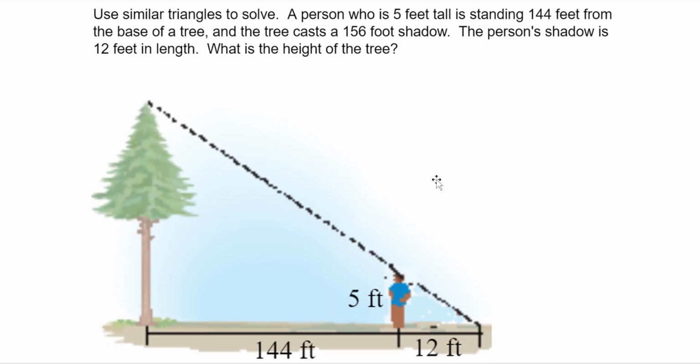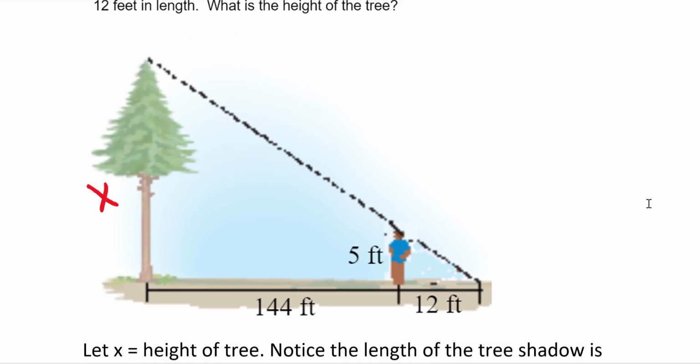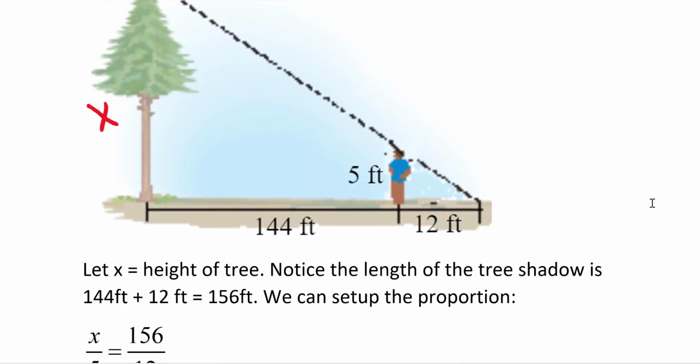Use similar triangles to solve. A person who's 5 feet tall is standing 144 feet from the base of a tree, and the tree casts a 156-foot shadow. The person's shadow is 12 feet in length. What is the height of the tree? Let X be the height of the tree. And notice that the length of the tree shadow is actually 144 feet plus 12.